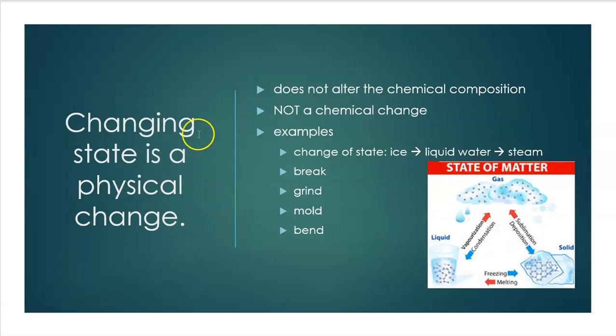Changing state is a physical change. So when a substance goes from being a solid to a liquid to a gas, that is not a chemical change. For example, if water goes from ice to liquid water to steam, it's still water. It's still H2O. It's just in a different physical state. So a physical change, like a change of state, does not alter the chemical composition of the substance. It is not a chemical change.